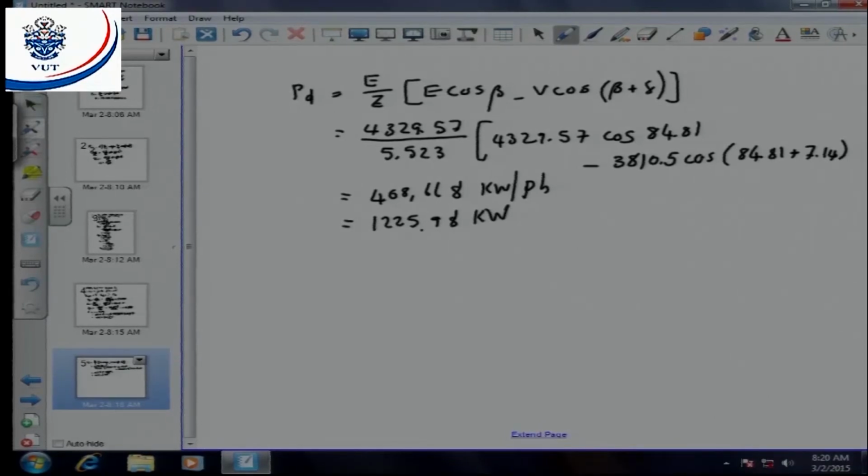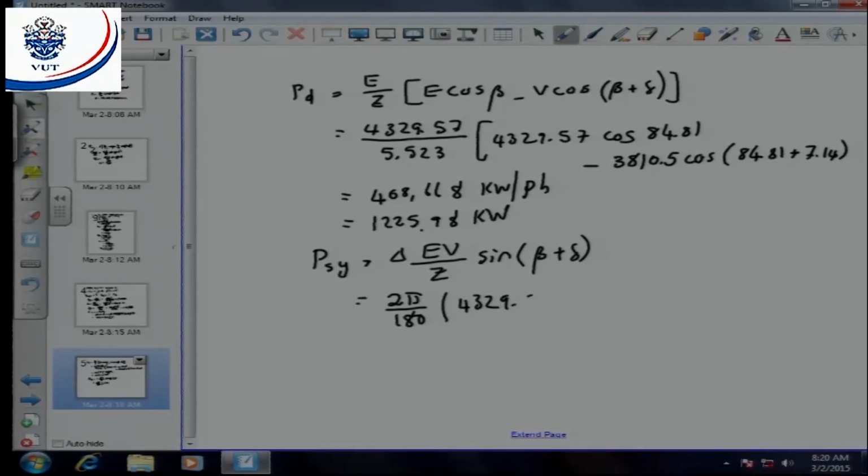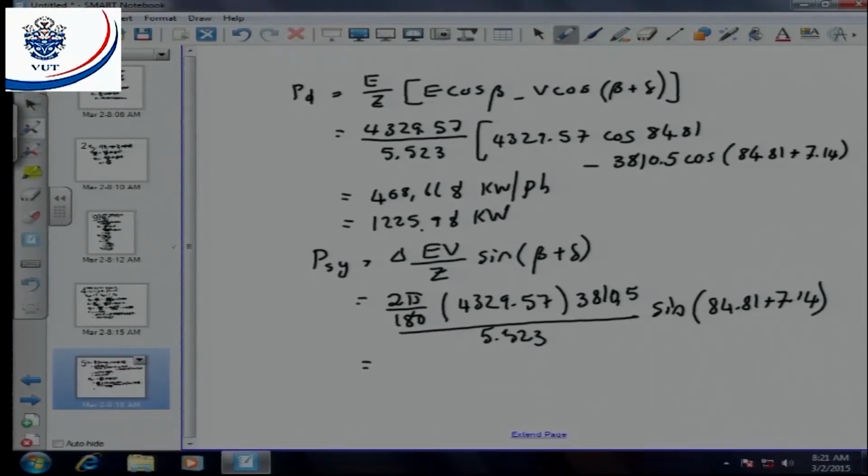Synchronizing power, which is delta EV over Z sine beta plus delta, which is 2 pi divided by 180 times 4329.57 times 3810.5 divided by 5,523 sine of 84.81 plus 7.14, which gives us a value of 104.21 kilowatts per phase.